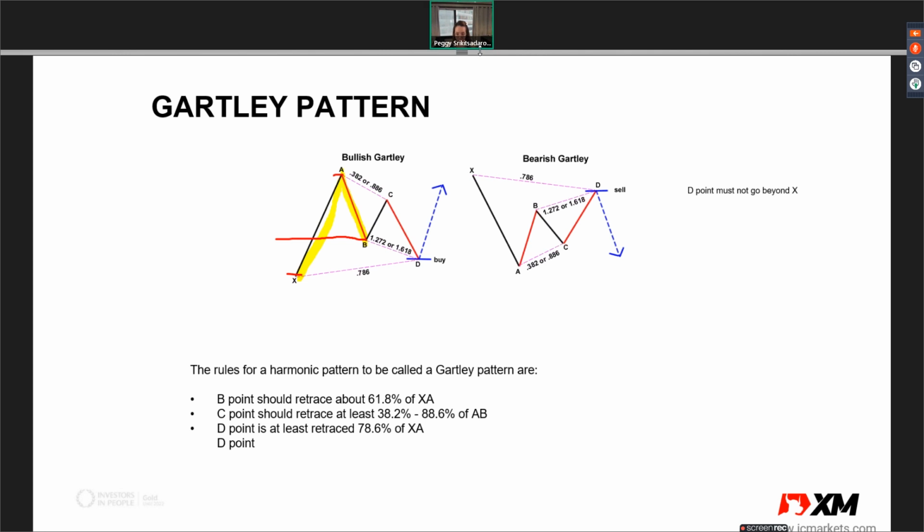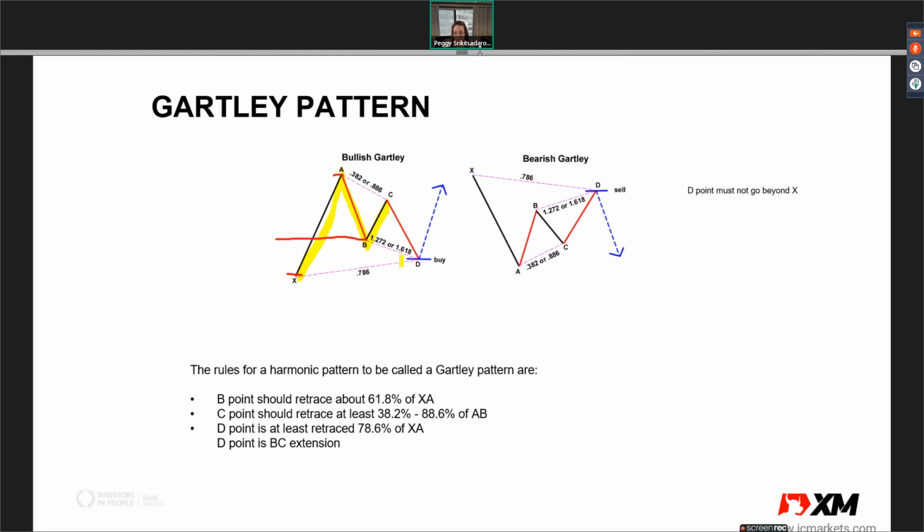you can use the BC extension. So another way to get the D point is to draw Fibonacci from B to C here, and then you will get the extension between 1.272 or 1.618 Fibo extension, which is where you will get the D point when you draw it.